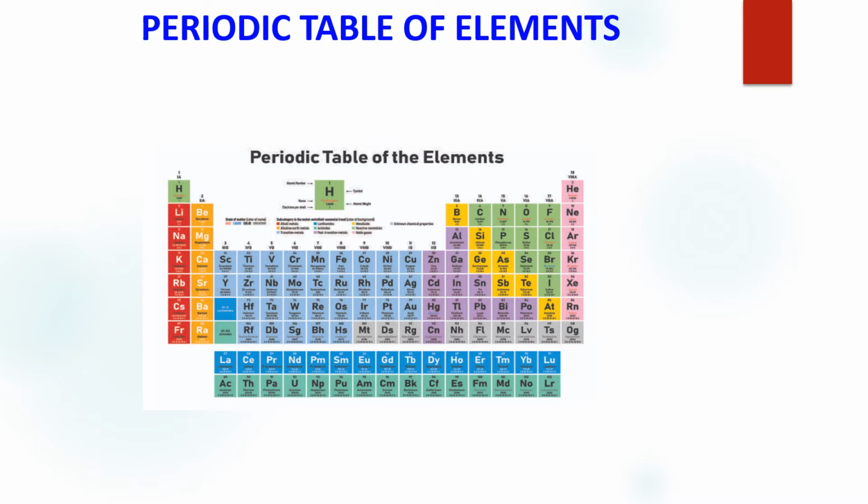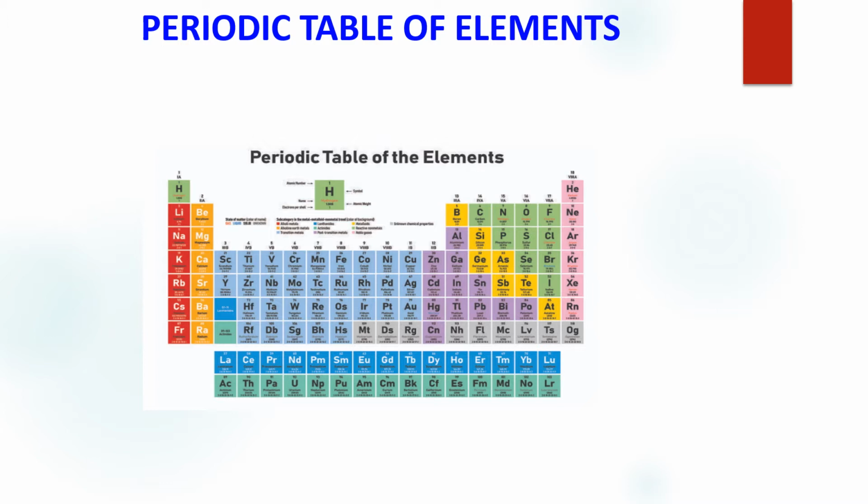At the second period there is lithium. Beside lithium at the right there are beryllium, boron, carbon, nitrogen, oxygen, fluorine, and neon. And at the third period there are sodium, magnesium, aluminum, silicon, phosphorus, sulfur, chlorine, argon.